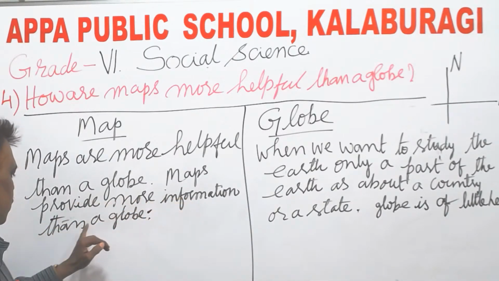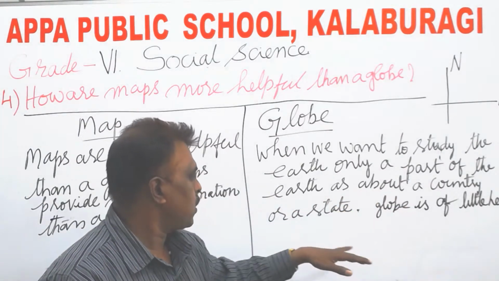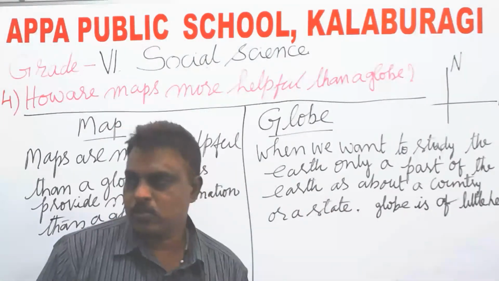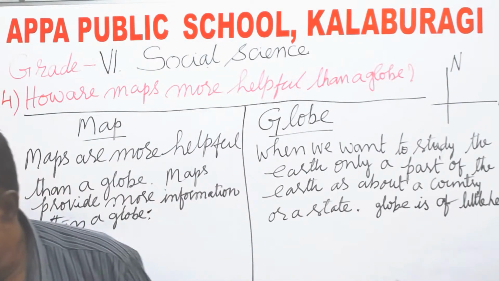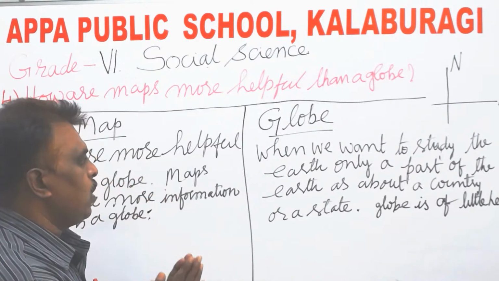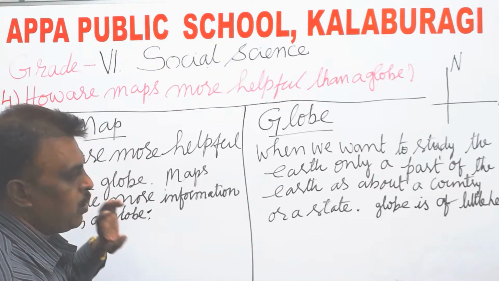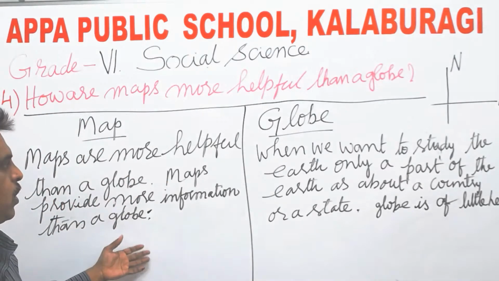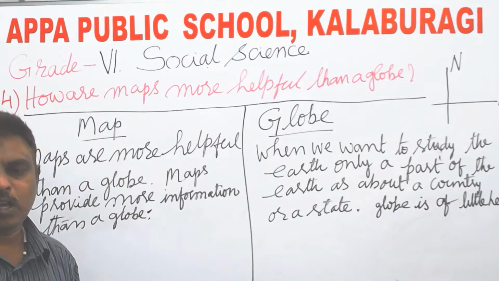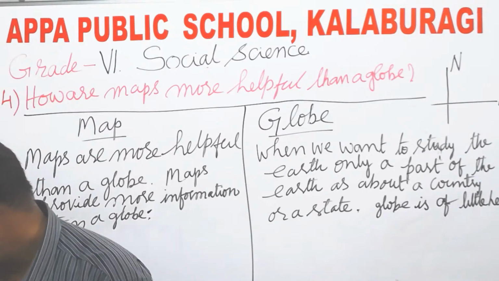Maps provide more information than a globe. So on this, about a country, this is the difference between these two, right? In this way, you can understand. You want to study one particular part, or you want to see the distance, you want to go for the symbols, or you want to see the direction. The map is always there to help you. In this way, you can understand the difference between the map and globe.